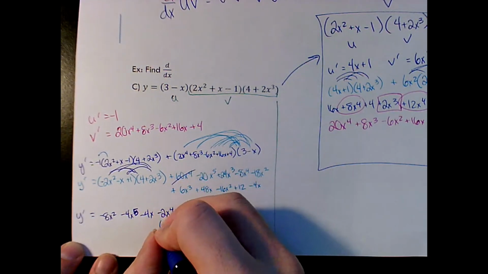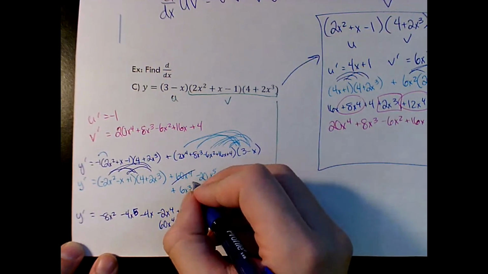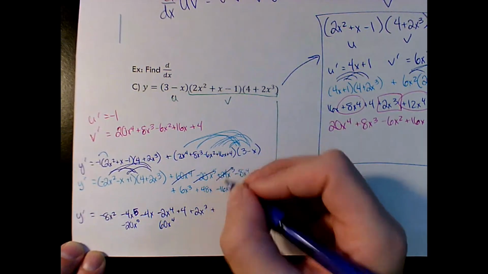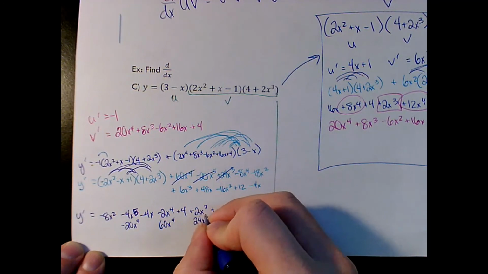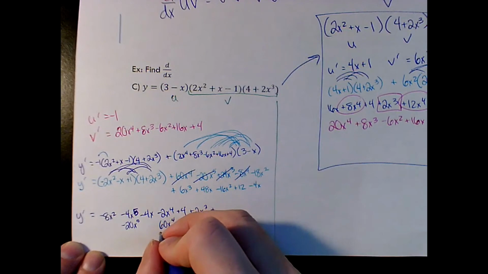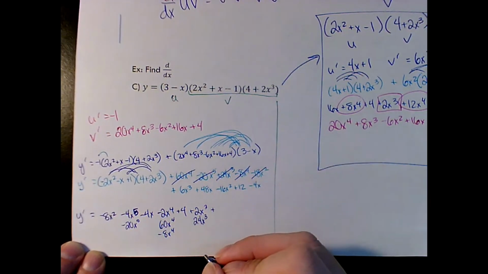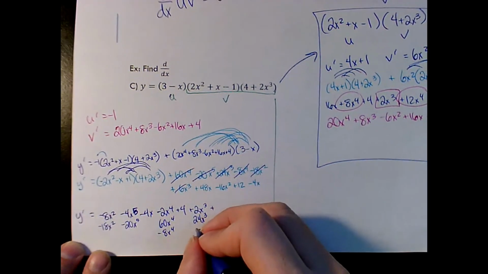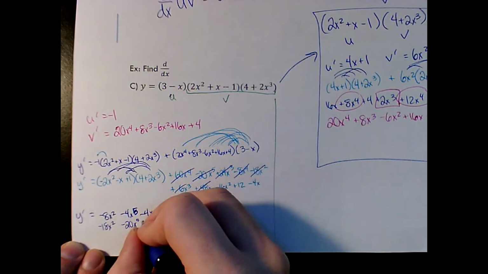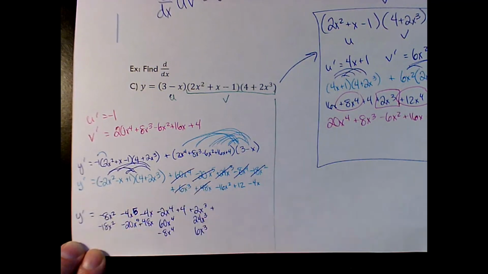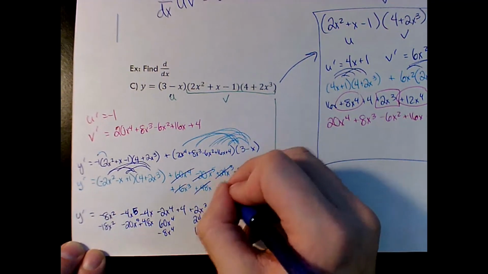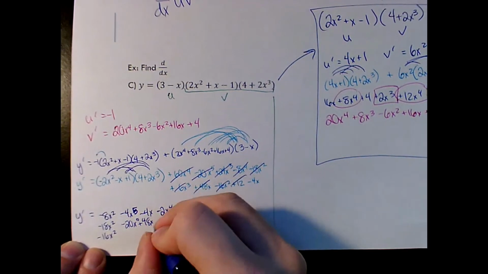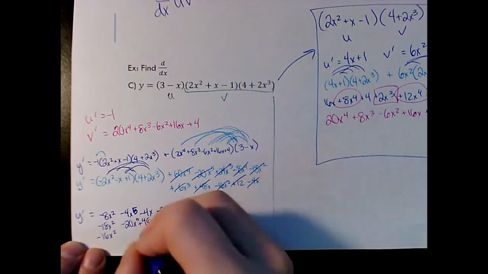60x to the 4th, negative 20x to the 5th, 24x cubed, negative 8x to the 4th, negative 18x squared, 6x to the 3rd, 48x plus there, minus 16x squared, plus 12, minus 4x.